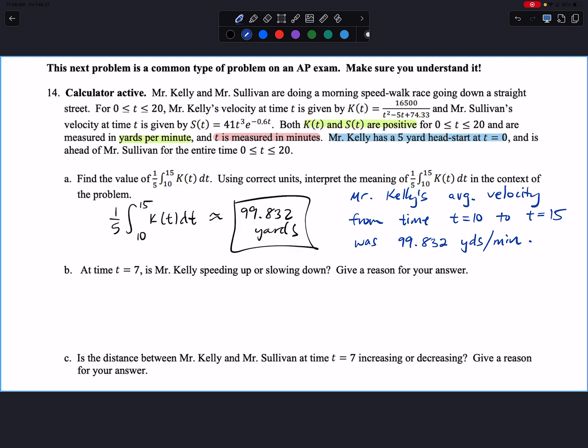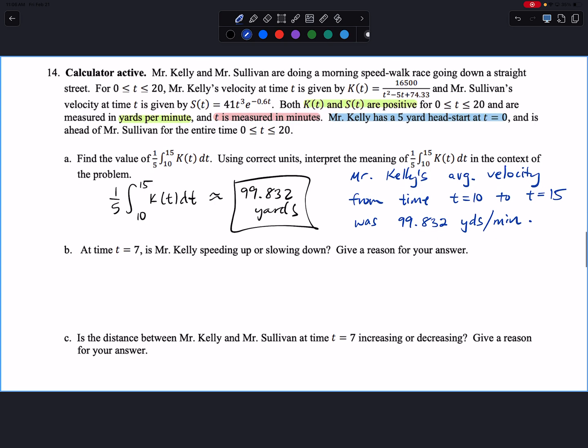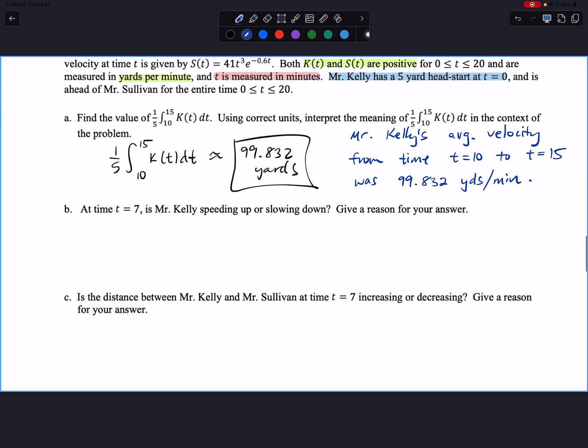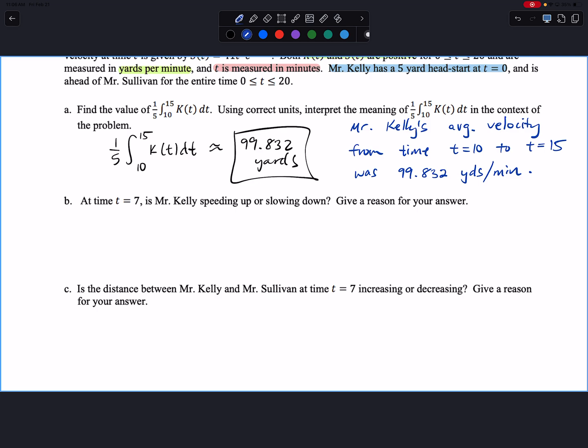Okay. When you guys do your AP test, remember it's everything. So part B, at time t equals 7, is Mr. Kelly speeding up or slowing down? Do you guys remember how we figured that out?